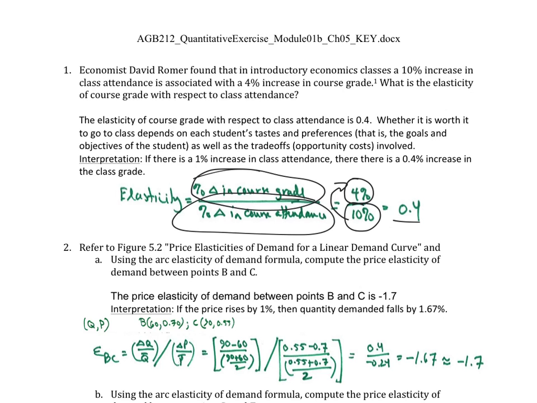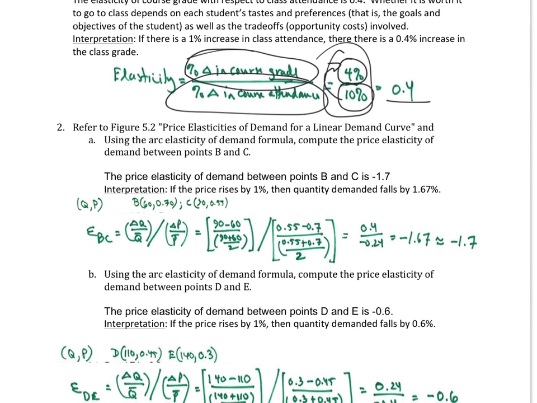So your answer is 0.4. You do not leave it in a fraction, and you have to remember the order. According to the grader, people were doing 10% divided by 4%. So again, this is a common mistake. You don't want to make that mistake again. Okay, let's move on to the next question.